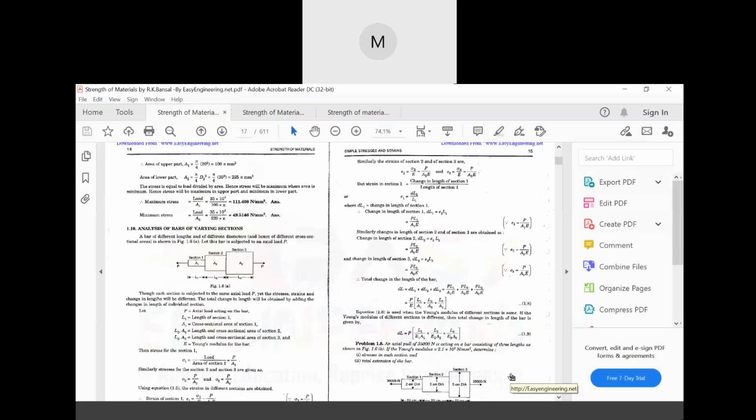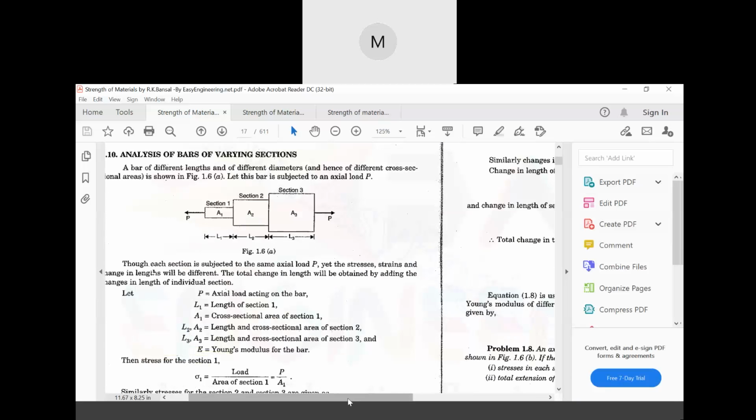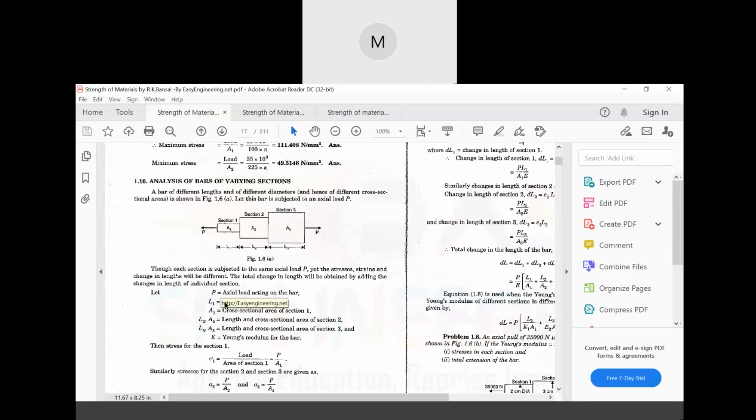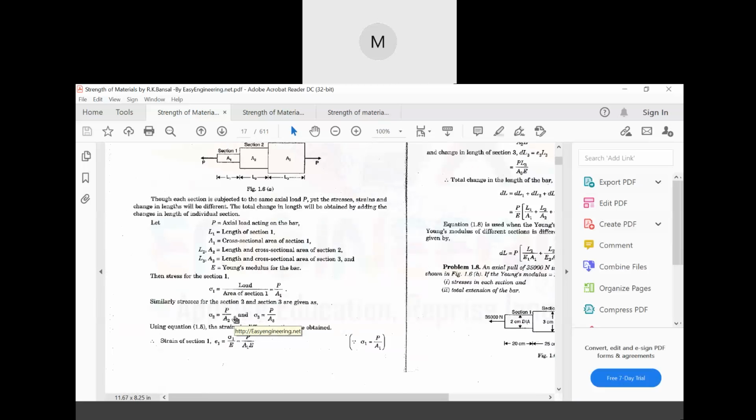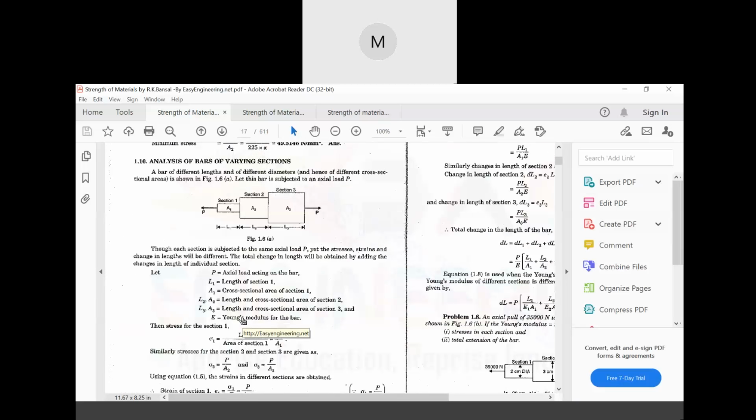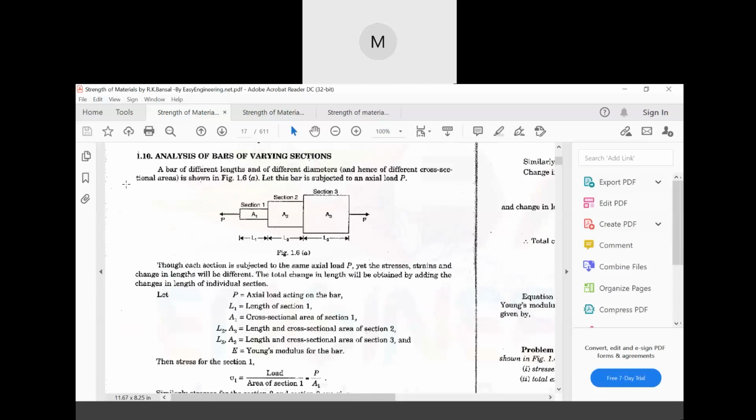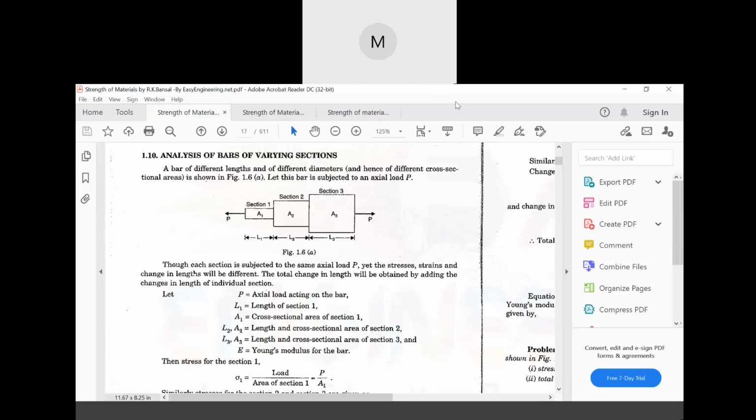Now this is an important topic. Analysis of bars of varying cross section. Now look, I hope all of you can see the PDF. Yes, sir. Yes, sir. Okay.